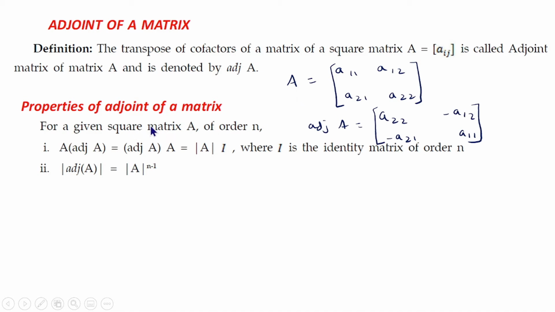Now, properties of the adjoint of a matrix. For a given square matrix A of order n, we have A into adjoint of A equal to adjoint of A into A, equal to determinant of A into I, where I is the identity matrix of the same order as the given square matrix A. Next we have determinant of adjoint of A equal to determinant of A the whole raised to n minus 1. So if A is a square matrix of order n, then determinant of adjoint of A is equal to determinant of A the whole raised to n minus 1.